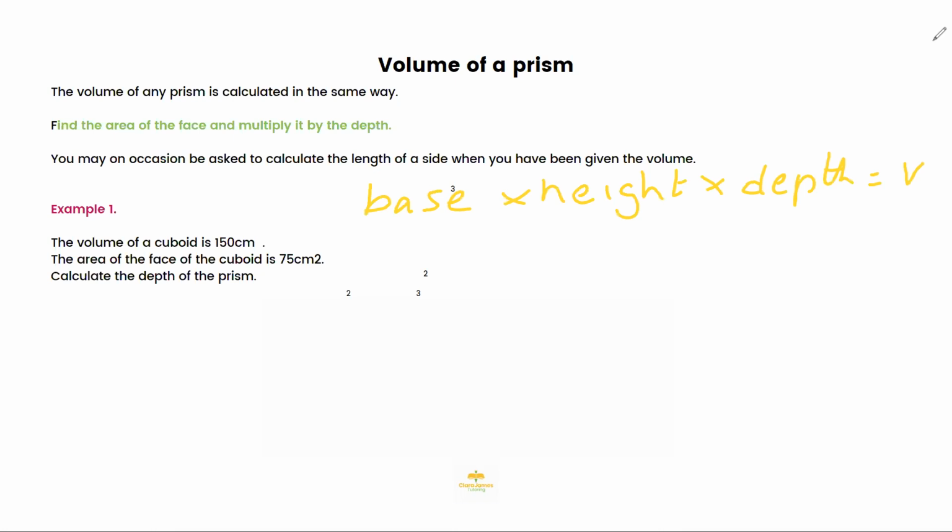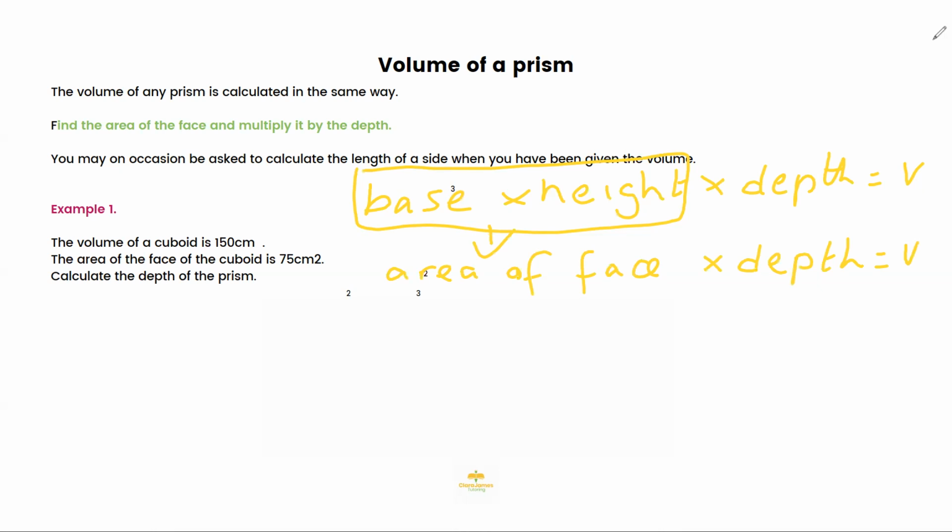And the base times the height gives us the area of the face. So the area of the face times depth equals the volume. So in this scenario, we know we've got a volume of 150 centimeters cubed. So if we just literally substitute in what we've got, the area of the face is 75 centimeters squared. And we need to work out the depth.